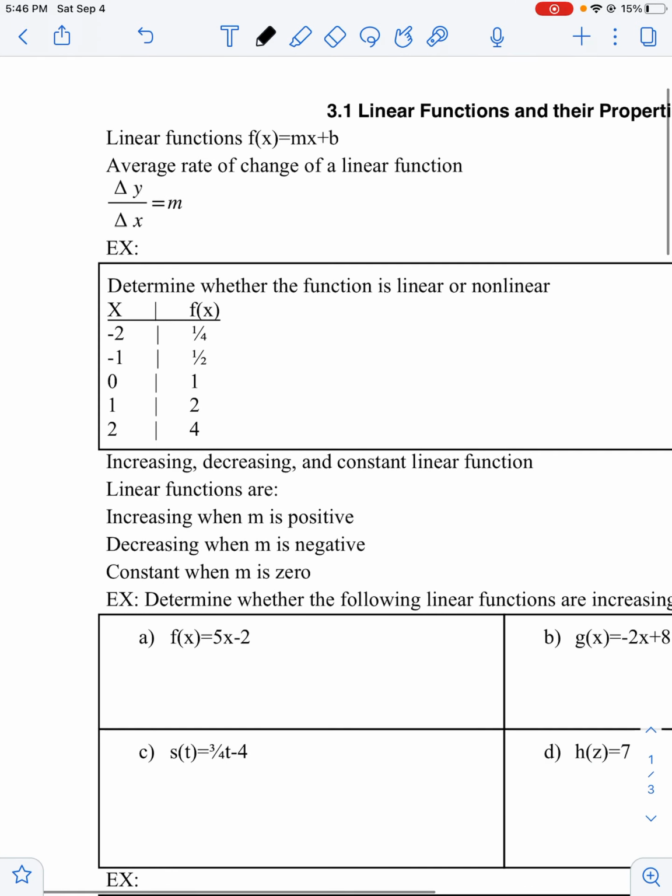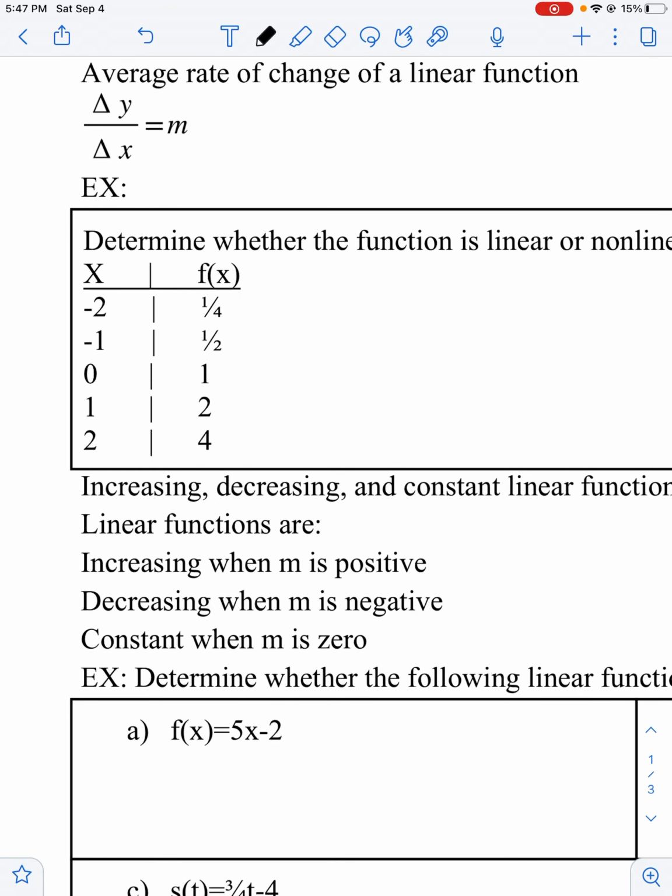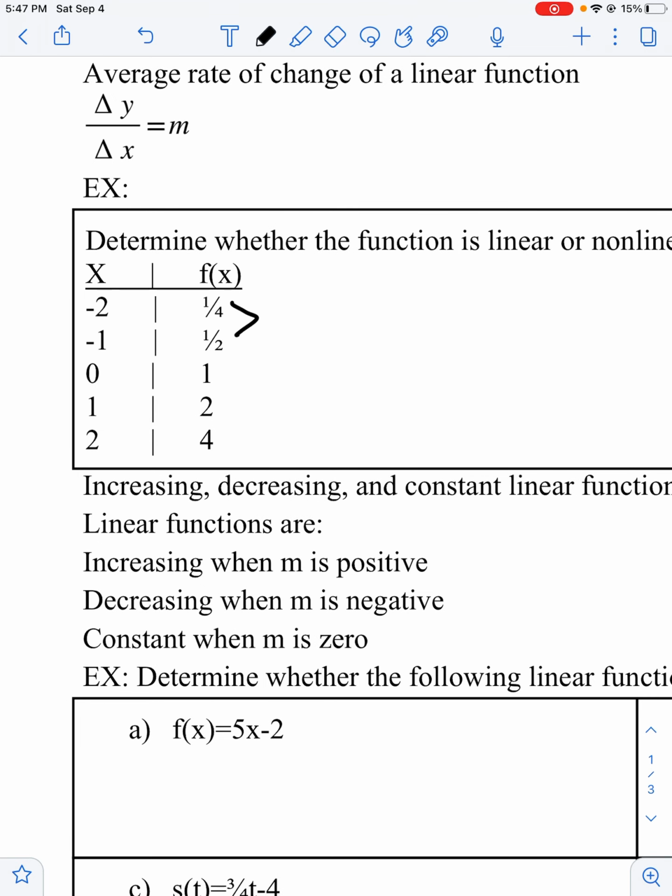So for this first equation, we're determining if these given points create a linear line. And a linear line has a constant slope throughout any 2 points. You should always get the same slope. So I'm going to take these points, -2, 1/4, and -1, 1/2, and do our slope formula. So 1/2 minus 1/4 over -1 minus -2, and that's 1/4 over 1, which equals 1/4.